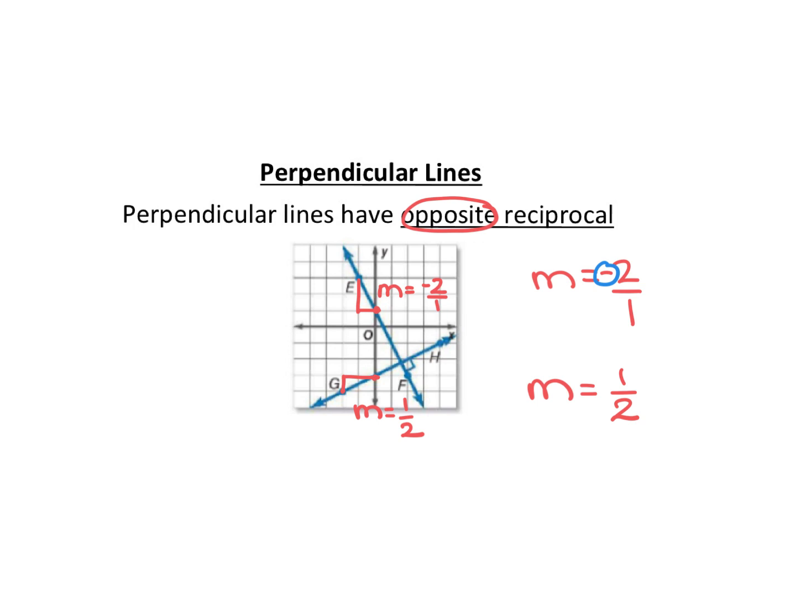And also notice that we have the reciprocal, or the flip. So we had -2 all over 1, or 2 all over 1, and we flip that, and the reciprocal of 2 all over 1 is 1/2. So the slopes of perpendicular lines are the opposite reciprocal.